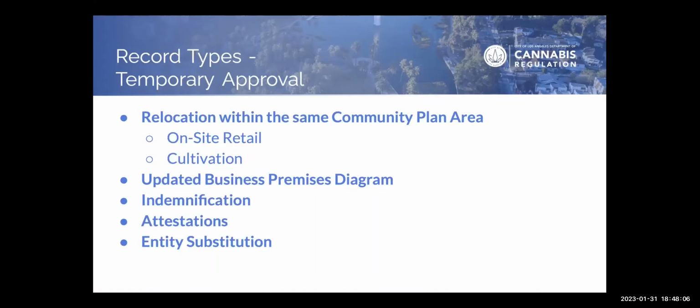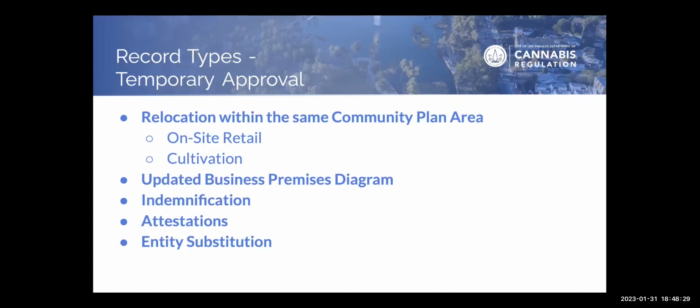Updated business premises diagrams can be submitted as part of the temporary approval process. Folks go through tenant improvements. They rearrange how they're utilizing licenses. You may want to do an expansion of your cultivation footprint. You may add different activities at the location, which would necessitate the rejiggering of your business premises diagram.